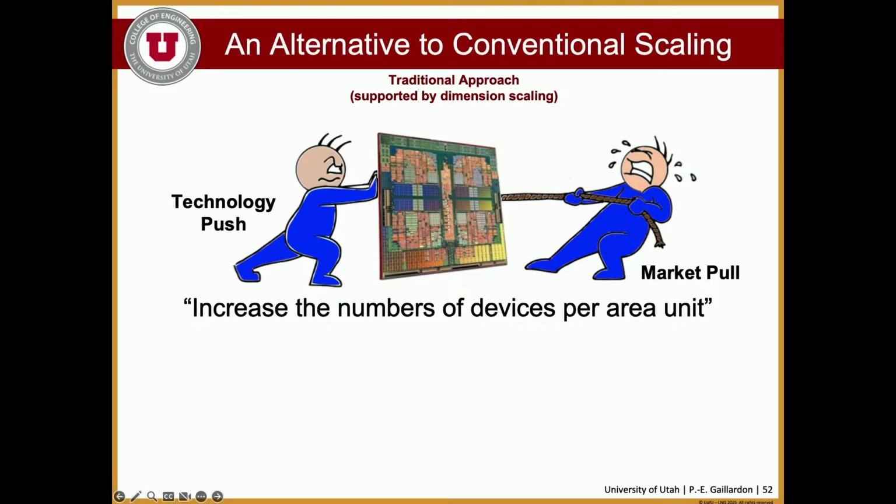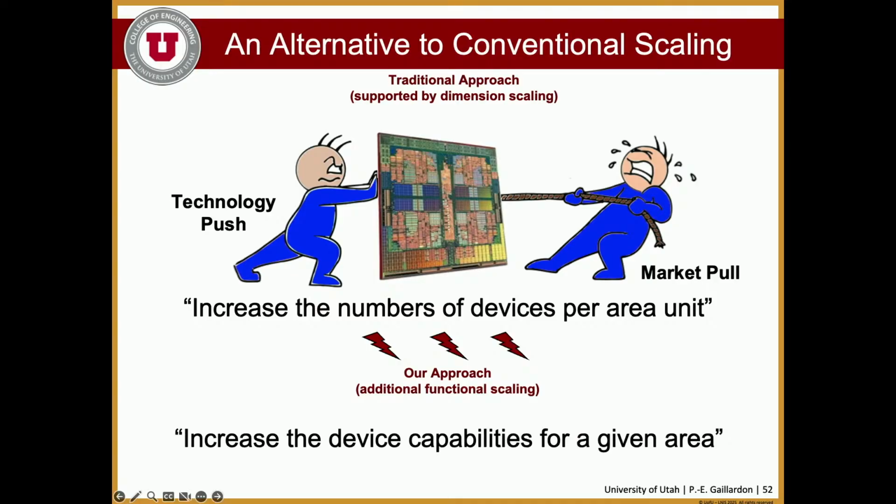And the motto for that has been, for the past 4 decades, increasing the number of devices per area unit. If I can increase the number of devices per area unit, I can either make things smaller, that's my tech push, or I can make more complex architecture, multi-core CPUs. One of the things we started exploring was, can we increase the device capability for a given area? So in lieu of making things smaller, business as usual, we make things smaller and we put more. Within the same area budget, can we have devices that can implement more stuff, more exotic stuff, and can we use that to our benefit?